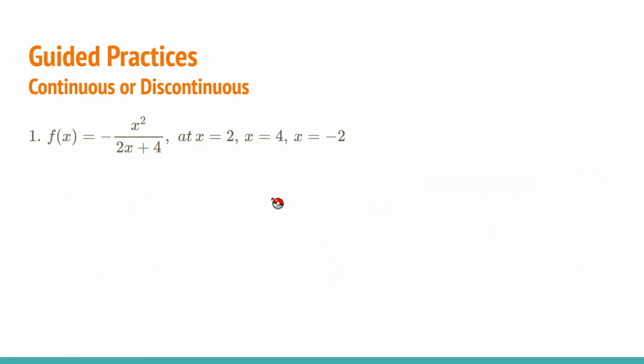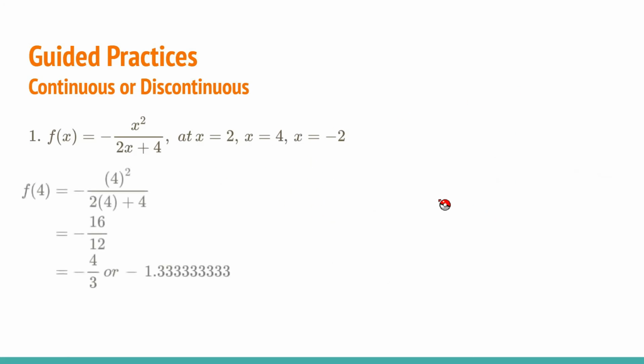Next, x equals 4. So again, let's find the function value of 4, or f of c. So let's use 4, then replace the values of x, and then compute. So 4 squared over 2 times 4 plus 4. That will give us negative 4 over 3, or negative 1.3333333.